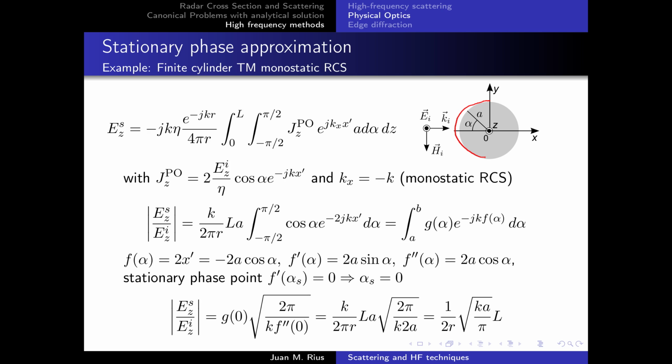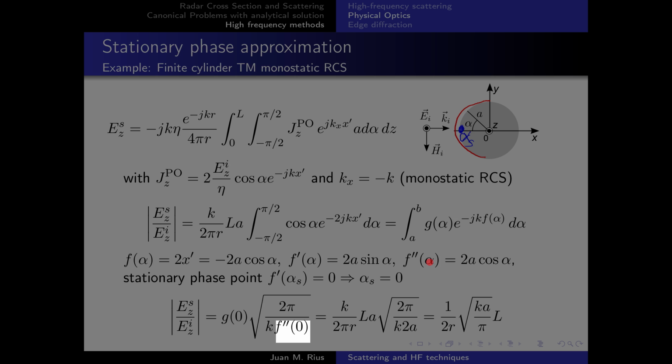So the stationary phase point is this one here, alpha equal to 0. Let's call it alpha s. And the second derivative of f is 2a cosine of alpha. So at the stationary phase point, the second derivative of f at 0 is essentially 2a.